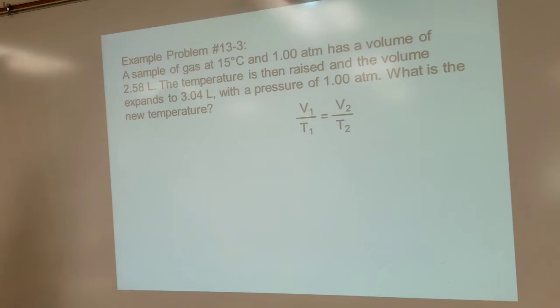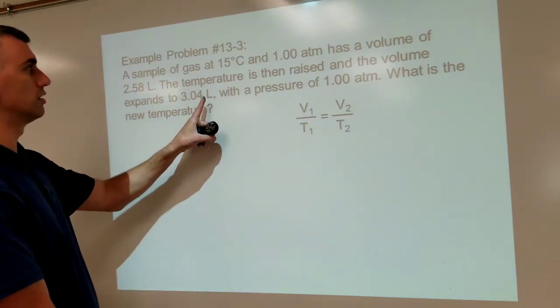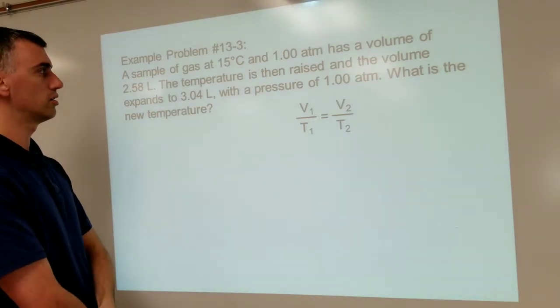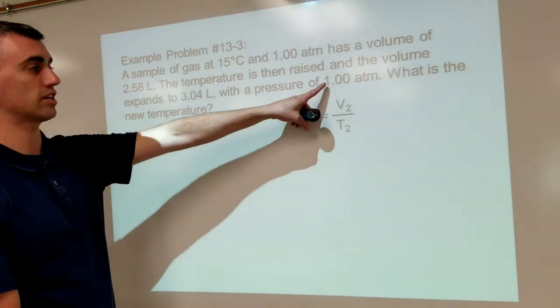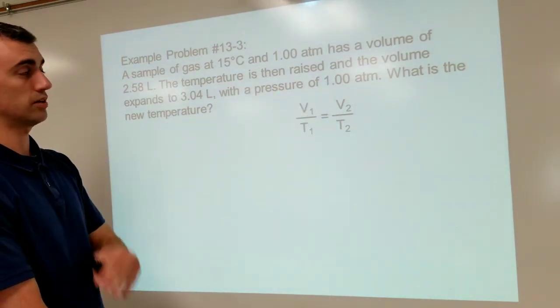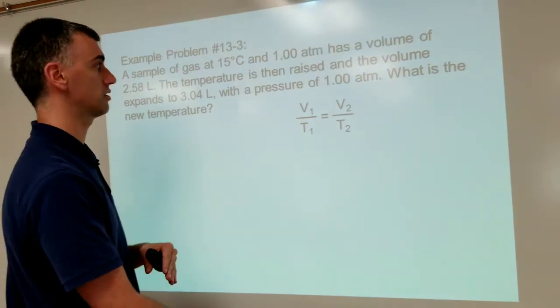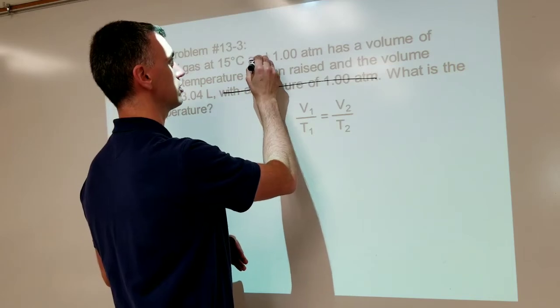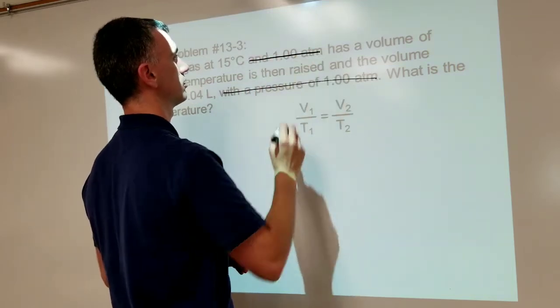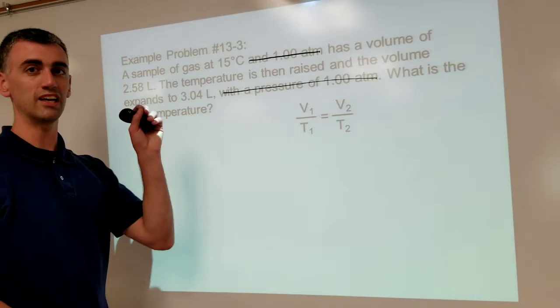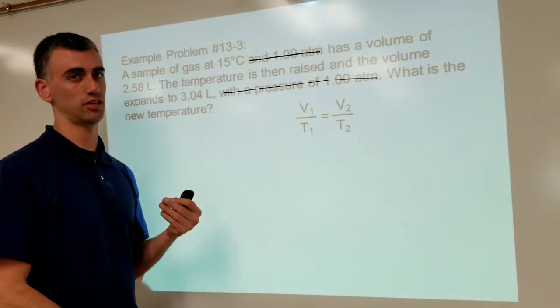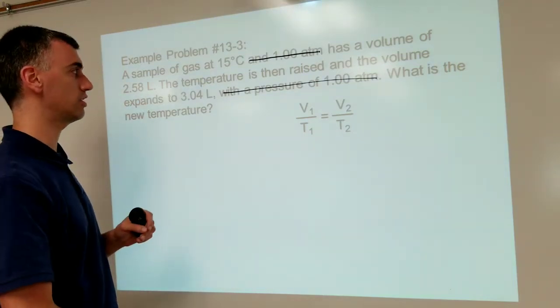So once again, one of the first things I'm going to say is you'll notice it says some things are changing. Temperature is raised, so the temperature changed. The volume expands. But the pressure starts at 1.00 atmospheres and ends at 1.00 atmospheres. So if the pressure is not changing, then we ignore things that don't change if other stuff is changing. This is what's going to happen with these kinds of calculations.